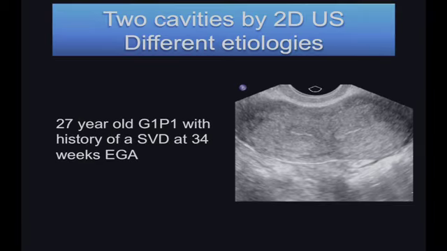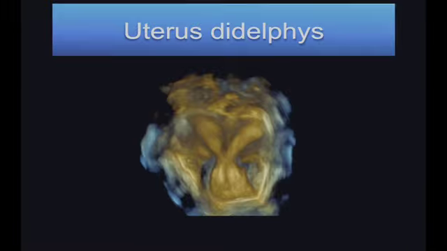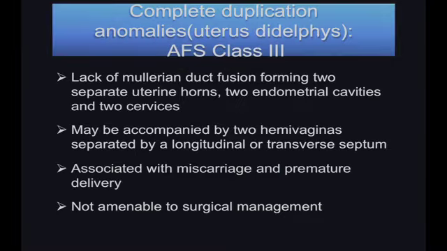This is a 27-year-old gravida-1, para-1 with a history of a spontaneous vaginal delivery at 34 weeks gestational age. We do our reconstructed coronal plane, and we have two separate uterine horns, the uterus didelphys. So this is a complete duplication anomaly, an AFS class 3, where we have lack of Müllerian duct fusion forming two separate uterine horns, two endometrial cavities, and two cervices.